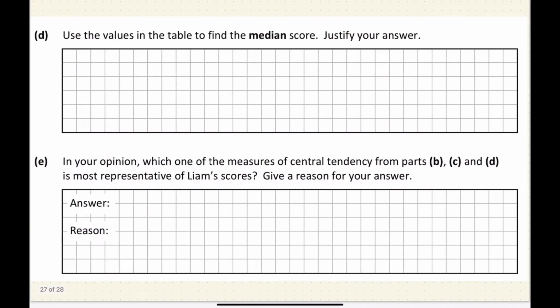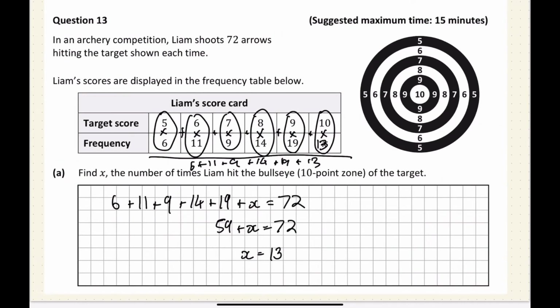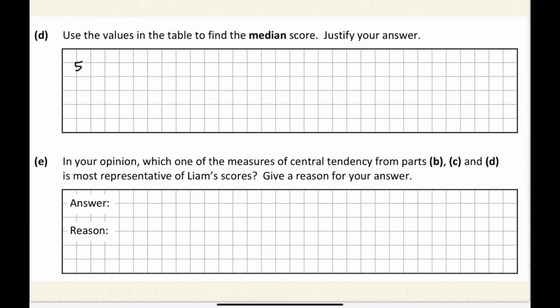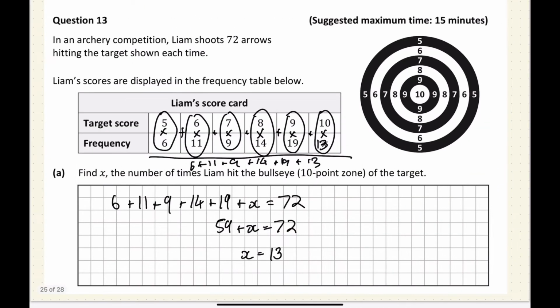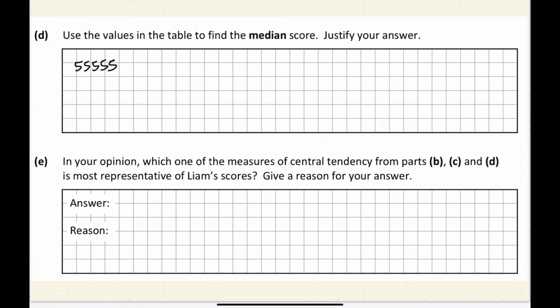Then it says, use the values in the table to find the median score, justify your answer. So to do this, we're going to need to rank it. So we got 5 six times. All right. So we got 5 six times. 1, 2, 3, 4, 5. He got 6 eleven times. That's 1, 2, 3, 4, 5, 6, 7, 8, 9, 10, 11.